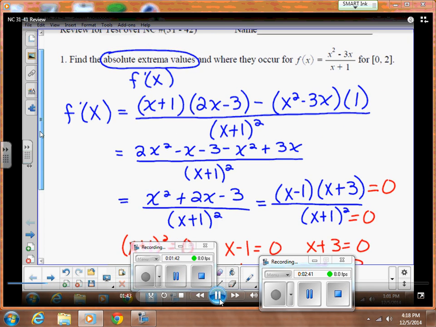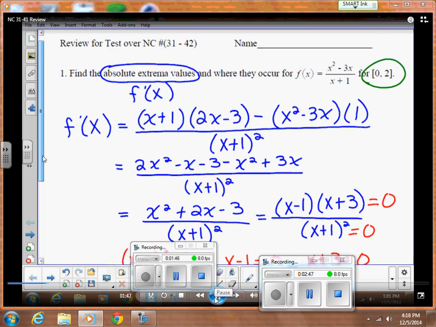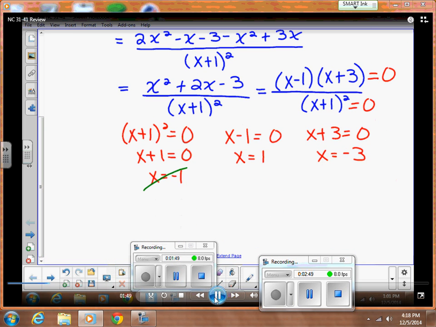Now, this particular problem had a restriction. It had a restriction on the domain. The domain was only from 0 to 2. So if I go back and look at the x values that I got, -1's not in the domain, and -3's not in the domain. So the only x value that I can test is the 1. Now, remember that when we are looking for absolute extrema values, we need to consider the endpoints and our critical number that falls within that range or that domain.